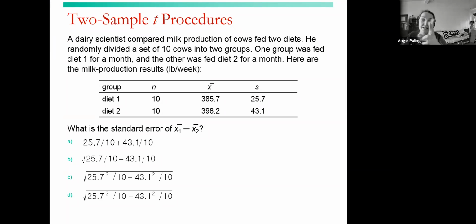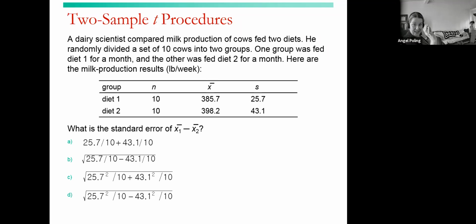We're on the slides. Note the green solid line up there means we're on the clicker questions now. I kind of like the clicker questions. A dairy scientist, we talked about this a little, right? A dairy scientist compared milk production of cows fed 2 diets. He randomly divided a set of cows into 2 groups. One group was fed diet 1 for a month, the other was fed diet 2 for a month. Here are the milk production results.